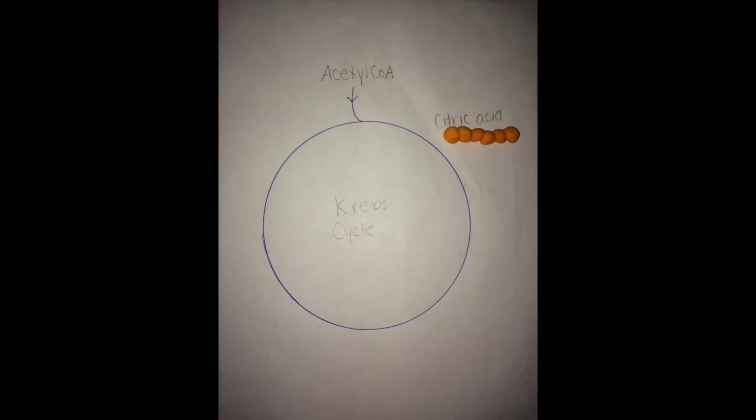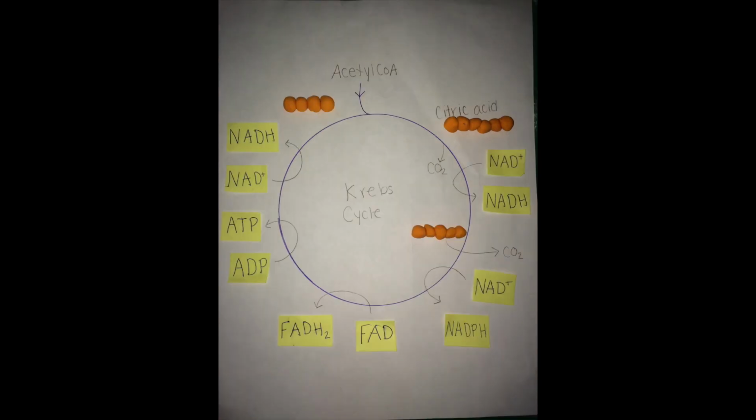Acetyl-CoA combines with a 4-carbon compound to form a 6-carbon compound known as citric acid. Citric acid is then broken down by releasing 2 molecules of CO2 and generating 1 ATP, 3 NADH, and 1 FADH2. Finally, acetyl-CoA and citric acid are generated and the cycle continues.